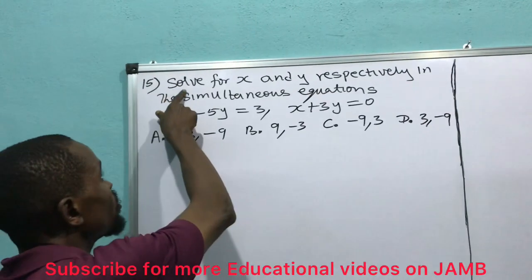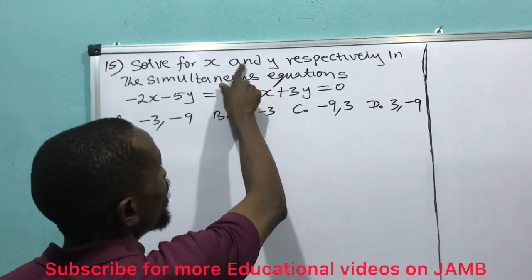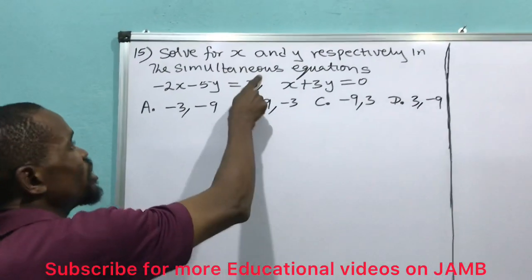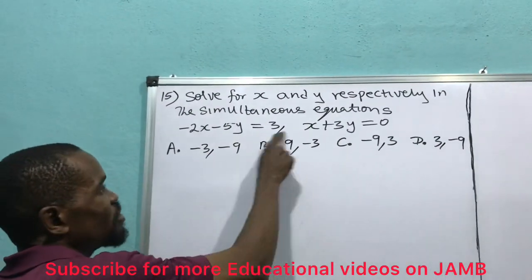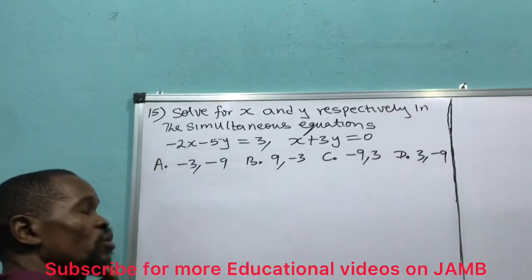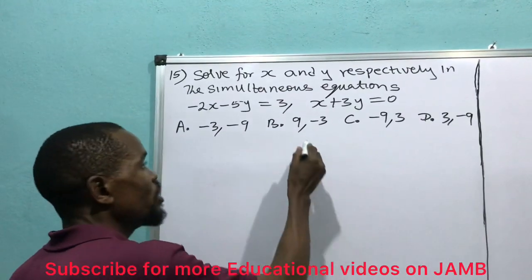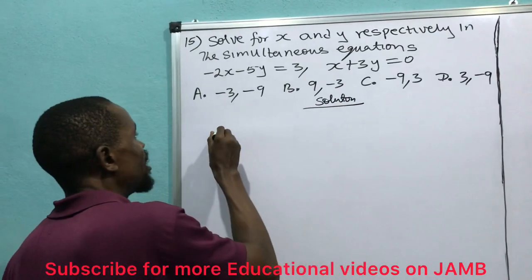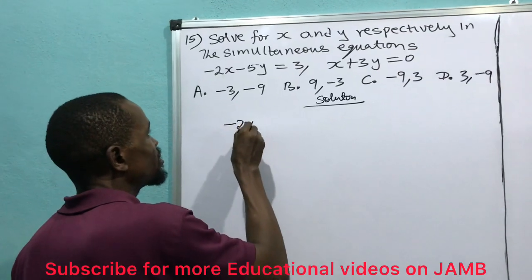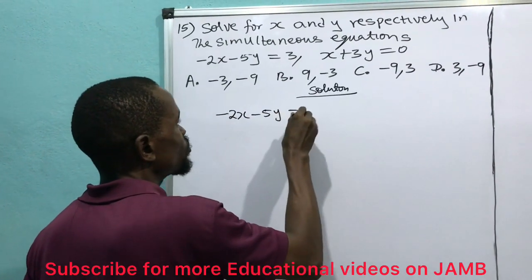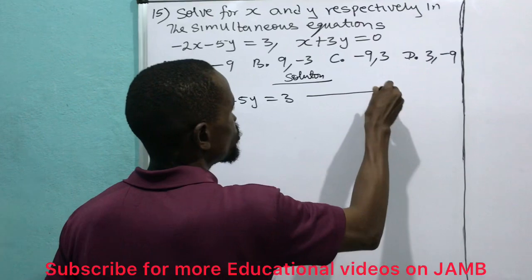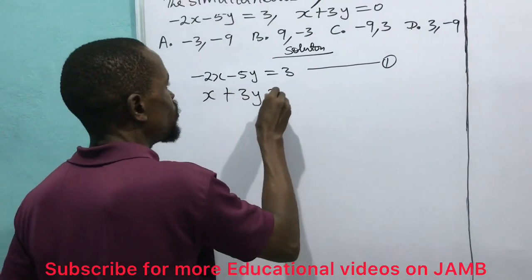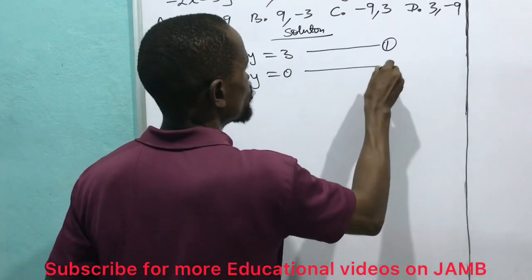Question number 15 says solve for x and y respectively in the simultaneous equation. Look at the simultaneous equation. The two equations are what they said we should solve simultaneously. We'll go into the solution. I have minus 2x minus 5y equals to 3. I will call it equation 1. And I have x plus 3y equals to 0. I will call it equation 2.